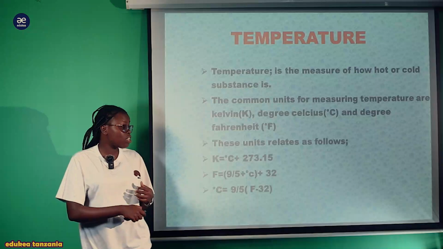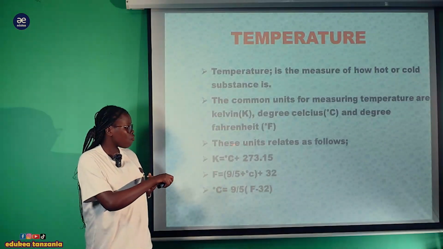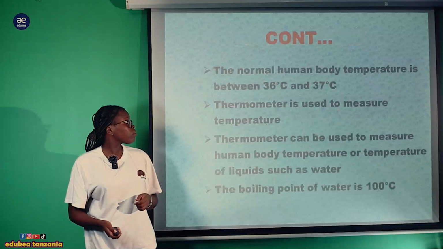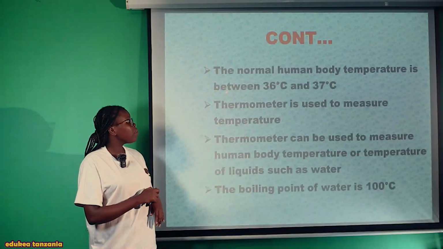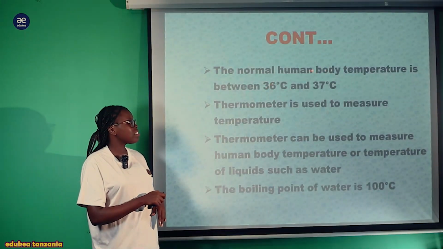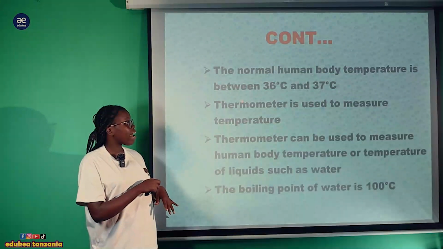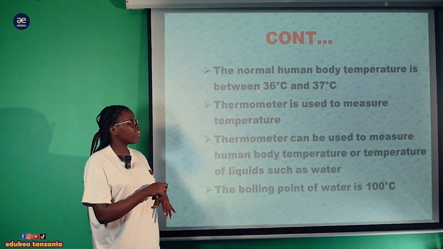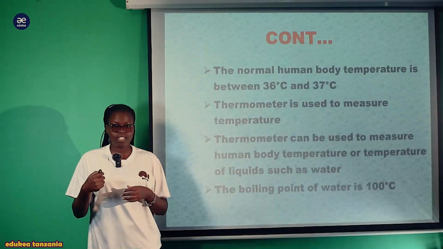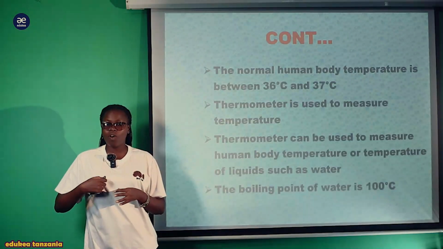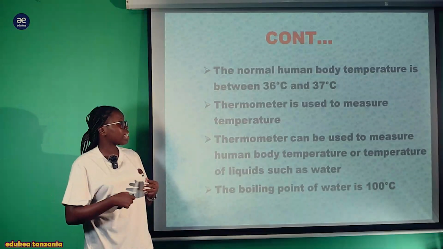The normal human body temperature is between 36 hadi 37. Kwa binadamu wa kawaida ambaye hana homa, temperature yake au nyuzi joto lake ni 36 hadi 37. Kuanzia 38 hadi 39 huyo mtu maybe atakuwa na homa au ugonjwa tofauti. Lakini kwa kawaida binadamu ambaye yuko katika normal state ana body temperature ya 36 hadi 37. Hiyo hapo inakuwa ni range.